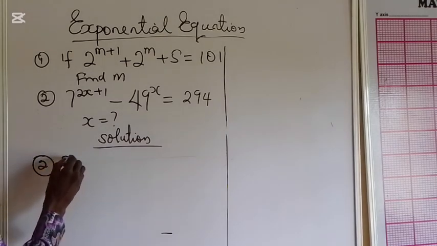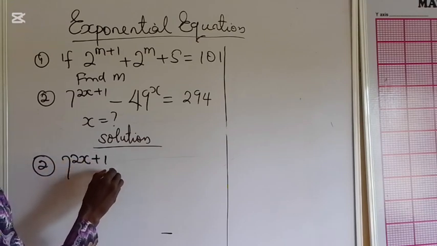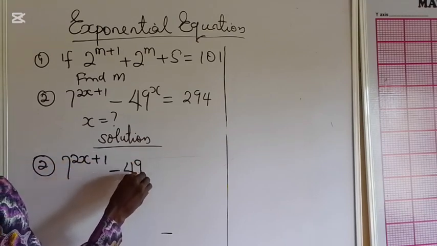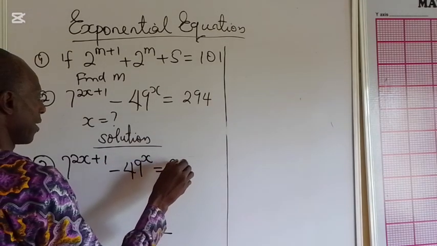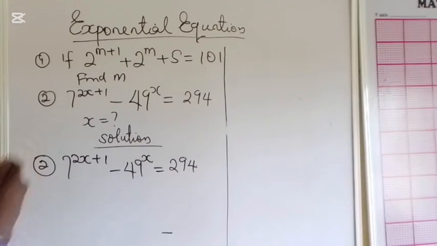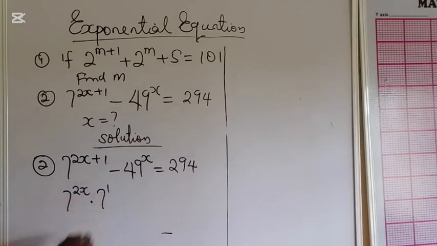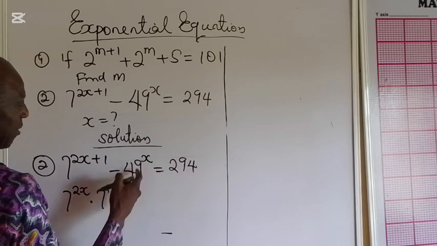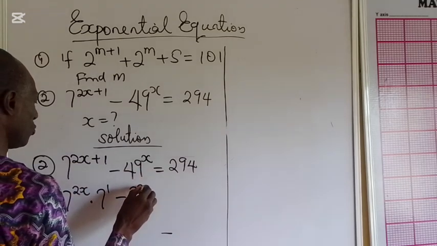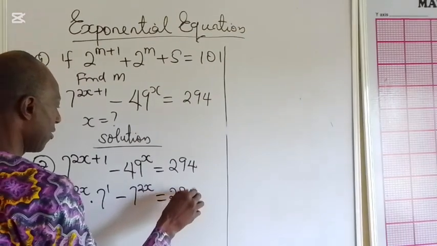It's 7 raised to power 2x plus 1 minus 49 raised to power x is equal to 294. Now, here is the same thing as 7 raised to power 2x times 7 raised to the power 1. I can now multiply 7 into 2 places, I get 49. So yes, 7 raised to the power 2x is equal to 294.